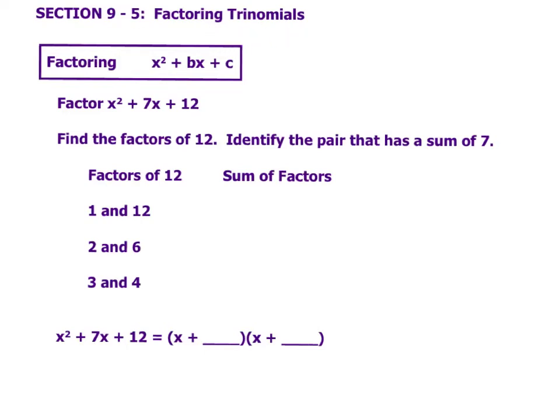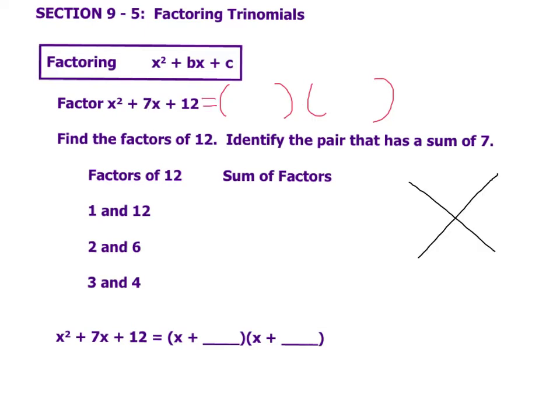So before, remember, we had two binomials and we'd multiply them and then we would get a trinomial. So what we're going to do is basically they're going to give us a trinomial and we have to find out what goes in the two parentheses that multiply to make it.